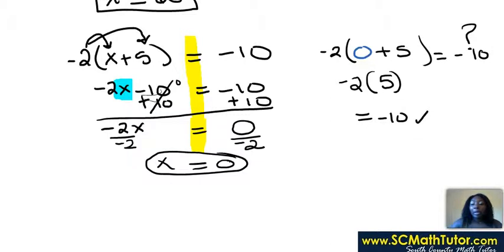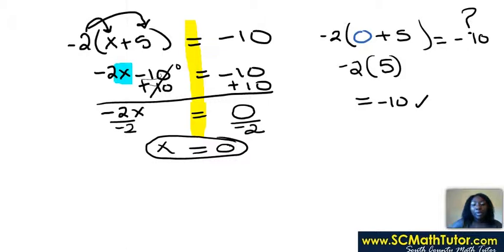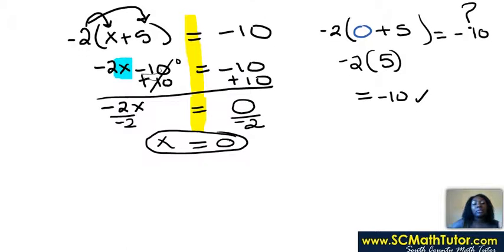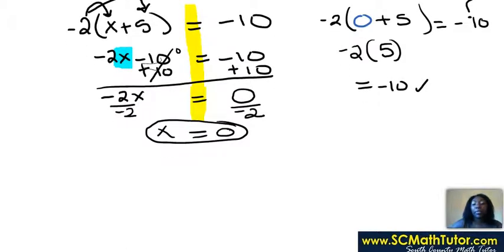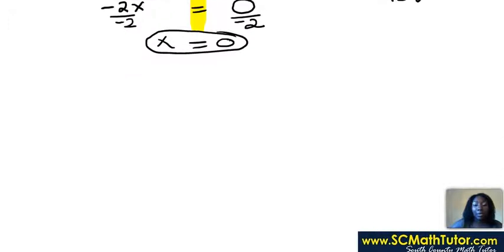Alright, let me not confuse you with the real answer. The real answer is x equals 0. So I distributed, and then I added 10 to both sides, and then divided by negative 2 to get x by itself.